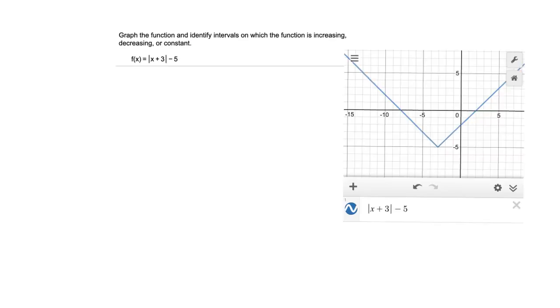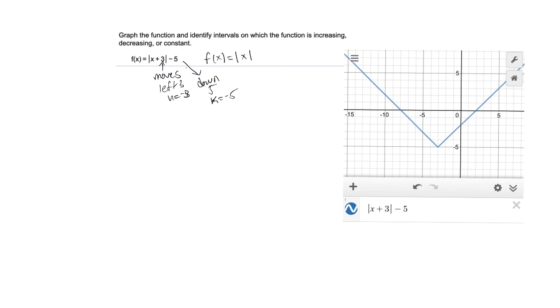All right, so this problem says graph the function and identify intervals on which the function is increasing or decreasing or constant. So what I advise you to do, essentially our parent function is f of x equals absolute value of x, but this moves to the left 3 because h equals negative 3. And then it also moves down 5. So that's because k equals negative 5, right?